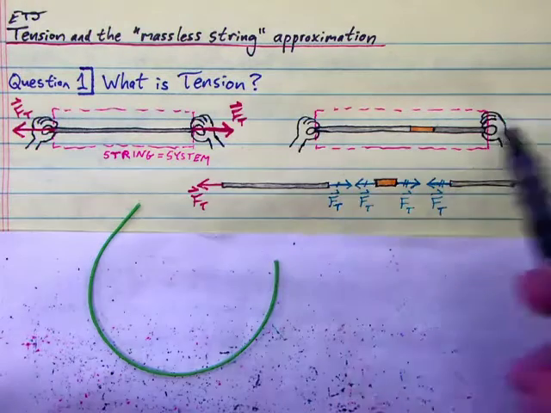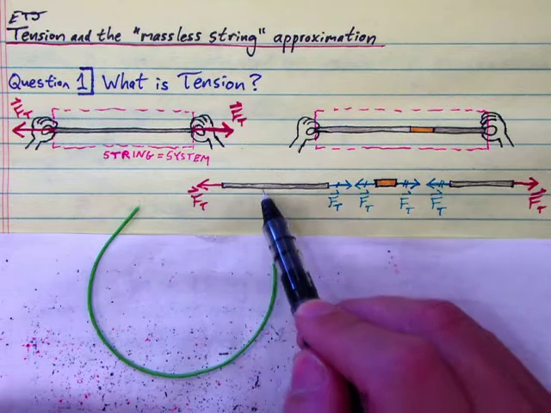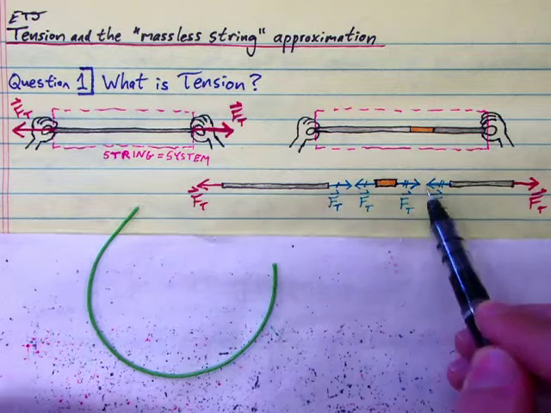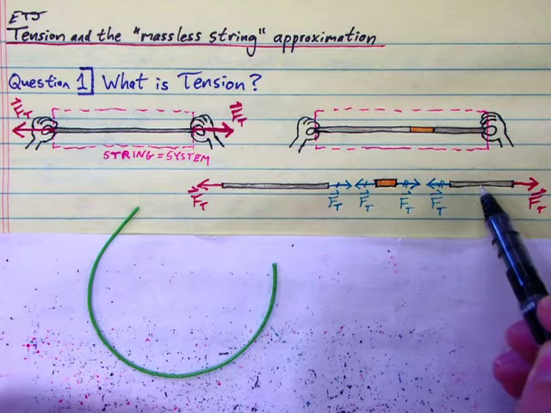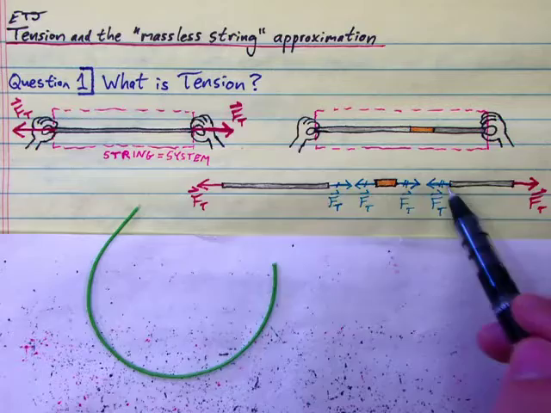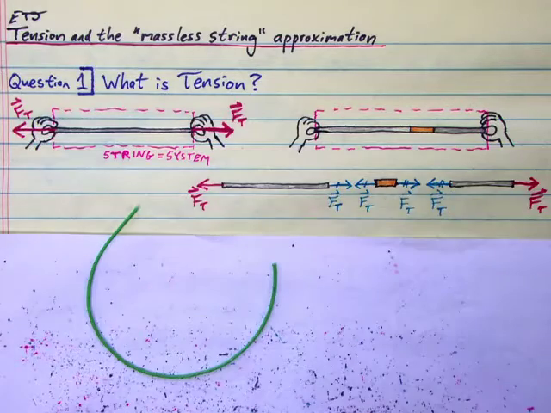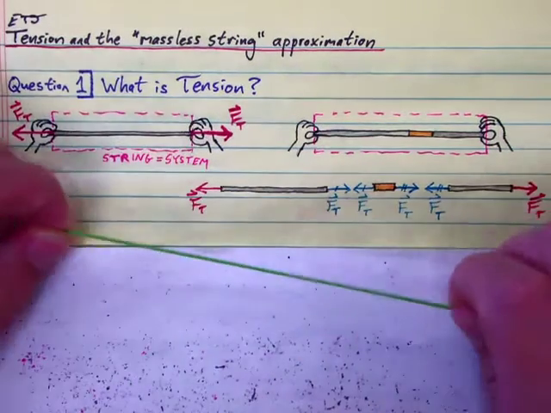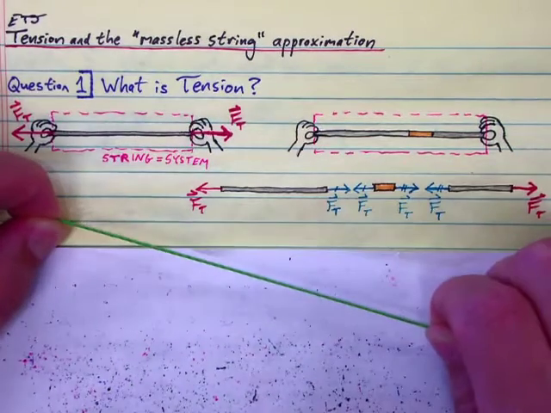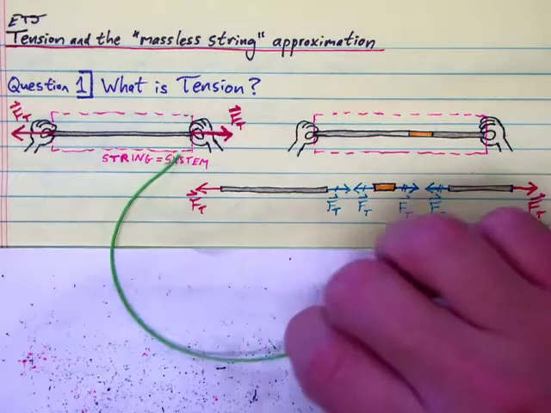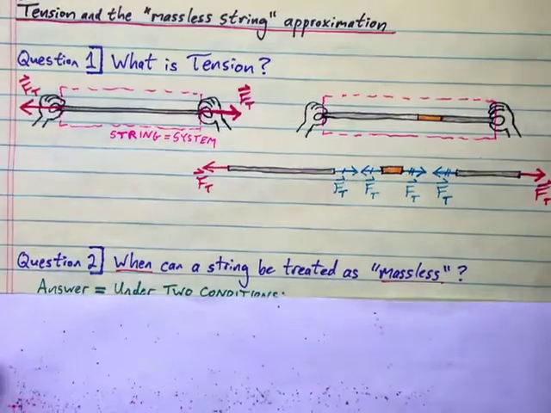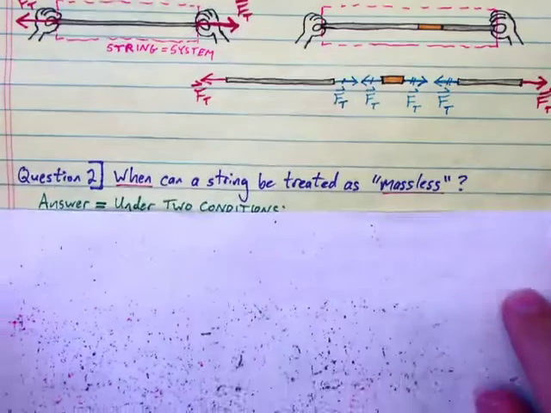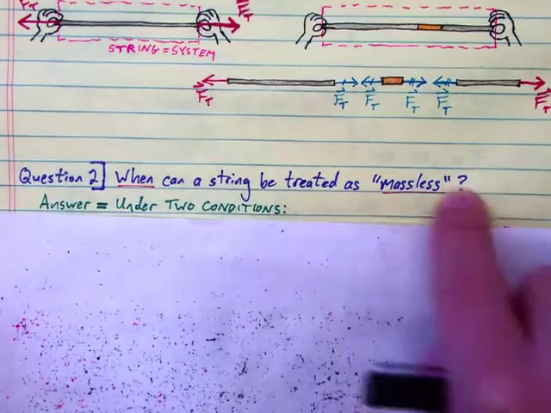So in this way, we can define the tension at any point inside the string as the contact force holding the 2 neighboring sections of string together. That's tension as well. Now, when tension is high, we say that the string is taut, and when tension is low or 0, we say that the string is slack. Okay, question 2. When can a string be treated as massless?